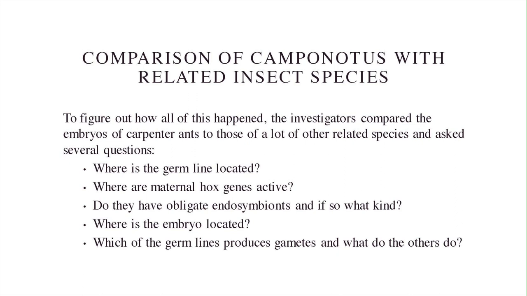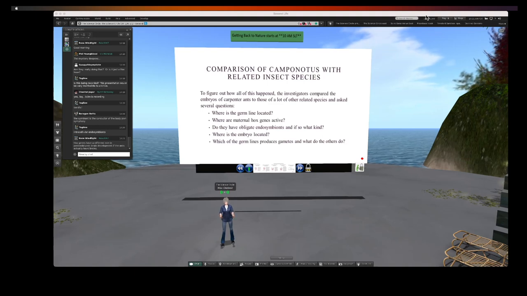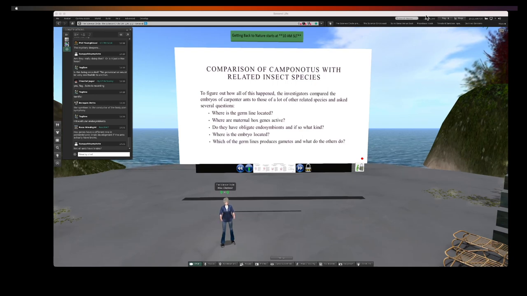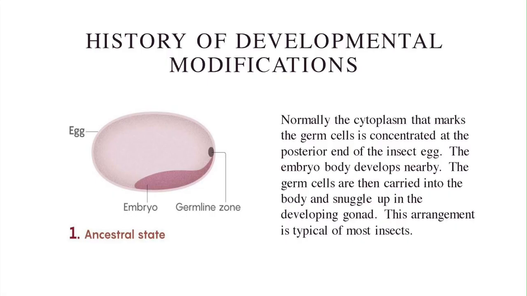So to try to figure out what was going on in these ants, what the investigators did was they looked at the embryos of Carpenter ants and compared their genetic activity to that of a lot of other related insect species, and they asked several questions. They asked, where's the germline? Where are the maternal Hox genes active, or are the maternal Hox genes active? Do they have endosymbionts, and if they do, what kind do they have? Where is the embryo developed within that egg? And which of the germ lines produces the gametes, and what are the others up to? So that's what they're looking at, and looking at dozens and dozens of different species.